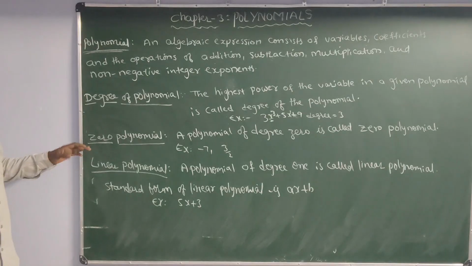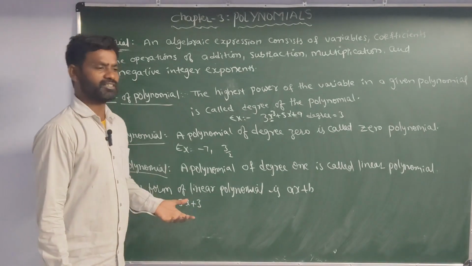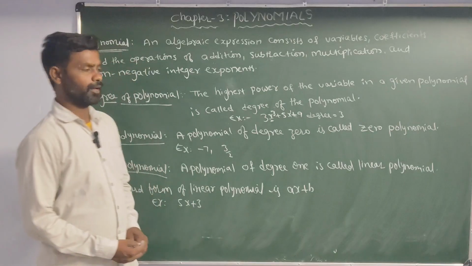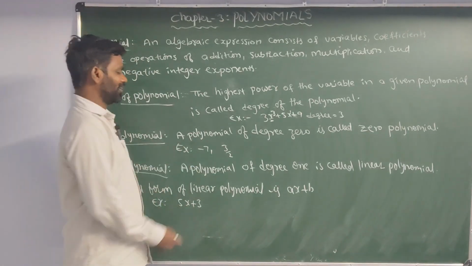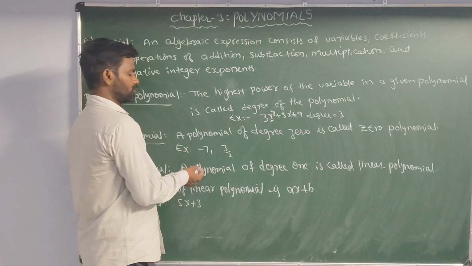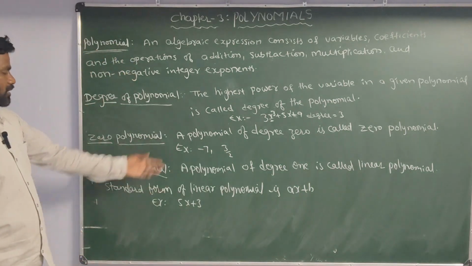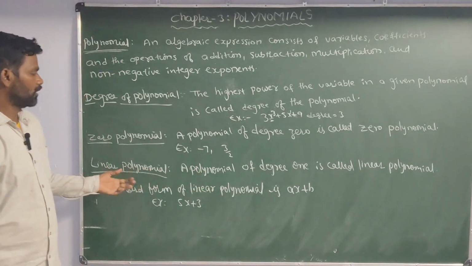Okay, we have some different types of polynomials. First, zero polynomial. What is meant by zero polynomial? A polynomial of degree 0 is called a zero polynomial. For example, you take constant numbers. These are examples: -7 and 3/2. It is also a polynomial whose degree is 0, variable power 0, right?